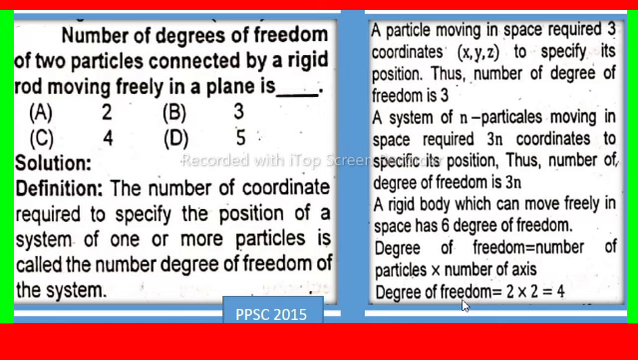So degree of freedom is equal to 2 particles, 2 axes, it means 2 by 2 is equal to 4. So option C is correct, that is 4.